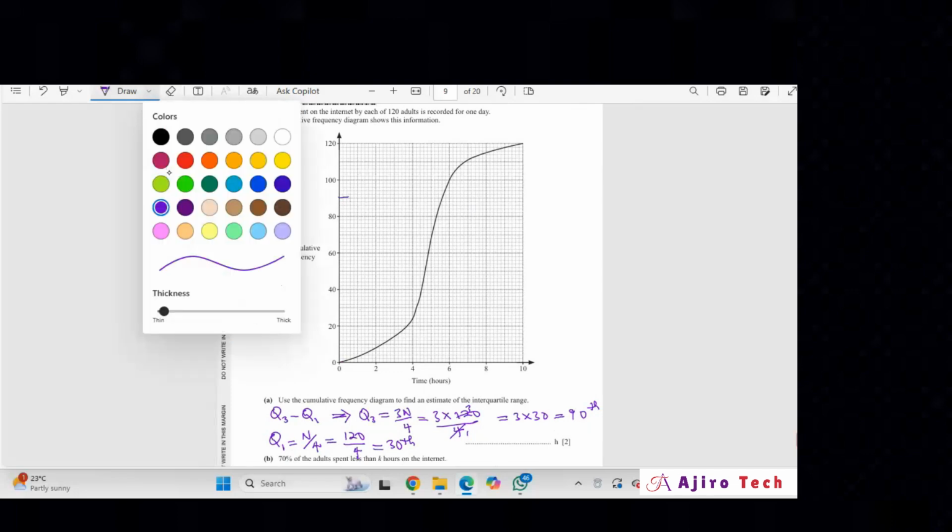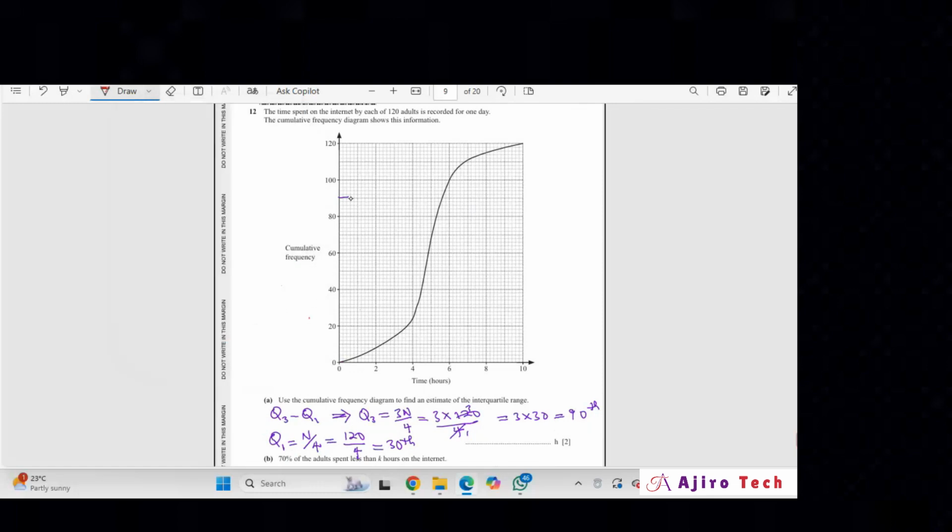I'm going to change the pen so that you see. So here is going to be this here. Immediately when it touches the curve, trace it down. When it touches that curve, this is it. Look for 30th again. 30 is here. Trace it down. This is it. So these are the two. This is Q3. This one is Q1.